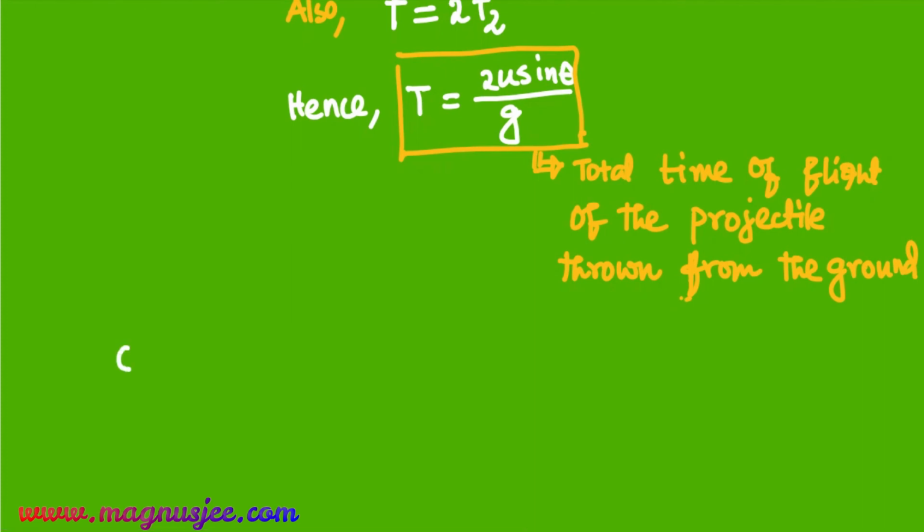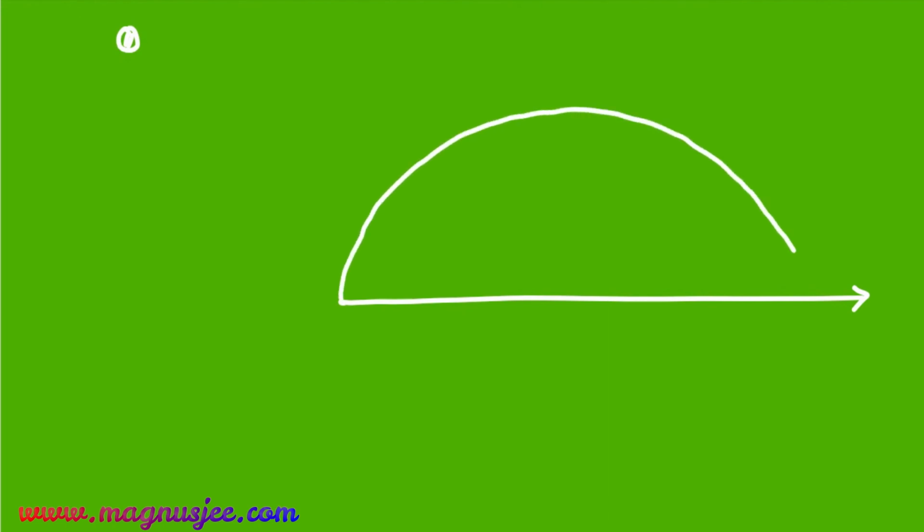This is additional information. Also, you can draw the parabolic trajectory described by the projectile thrown from the ground. This is the horizontal direction, and this is the parabolic trajectory of the projectile. A is the highest point. We can draw a normal from the point A. At the point A, the projectile has the tangential velocity. And H max is the maximum height attained by the projectile at the point A.